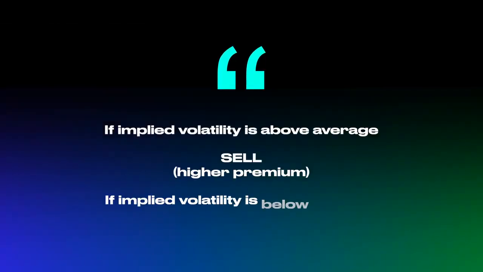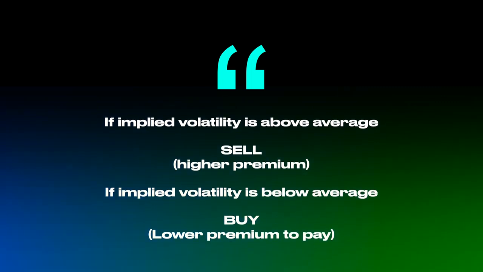Implied volatility is not a Greek, but just one side note. If implied volatility is above average on a specific option, it's good to sell options to secure a higher premium. And if implied volatility is below average, it's a good time to buy options because the premium you have to pay is lower. I will make sure that I create a separate video just about implied volatility because I don't want to mix them up right now. It's not a Greek, I just had to mention it. I thought it was important.